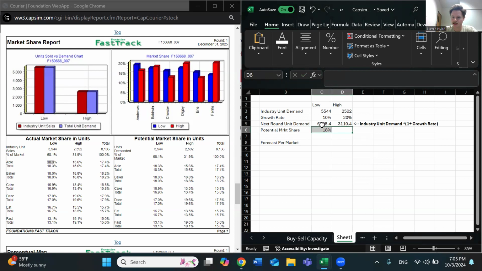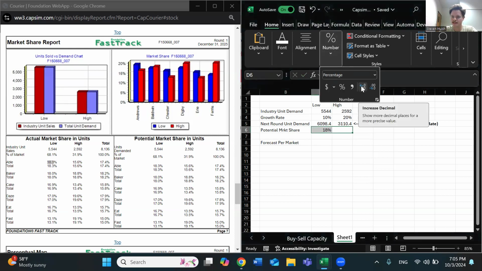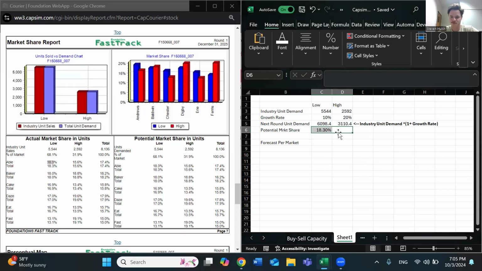And I'm going to highlight these again and move over that decimal symbol, which you can see is increase decimal, just to reflect that there is something after that 18. And my high tech potential market share was 15.6. A valid method of forecasting is you can take this pie, multiply it by your slice of the pie last round, and you can call that good.